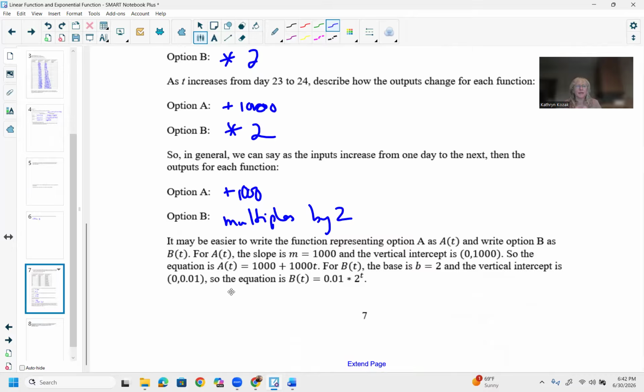All right, it may be easy to write the function representing option A as A of t and option B as B of t. For A of t, the slope is m equals 1,000, and the vertical intercept is 0, 1,000. So the equation would be 1,000 plus 1,000 t. For option B, the base is b equals 2, and the vertical intercept is 0.01. So the equation would be B of t equals 0.01 times 2 to the t.